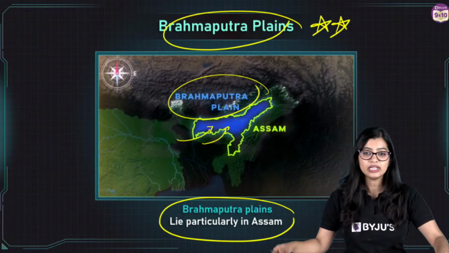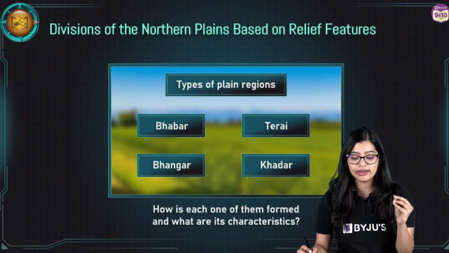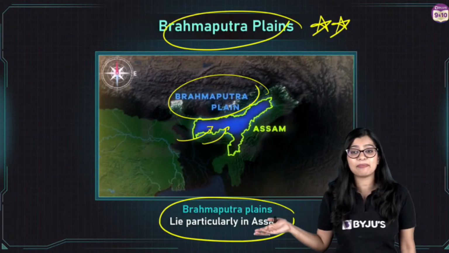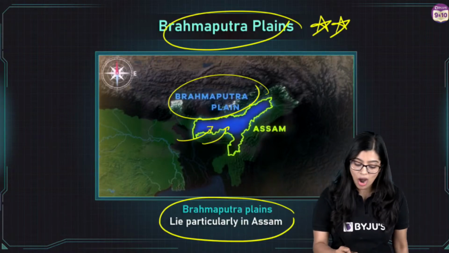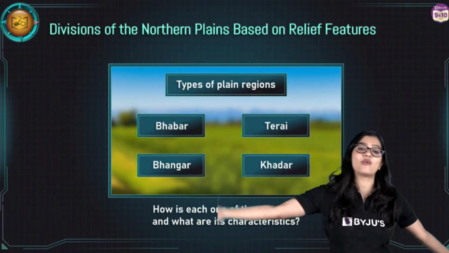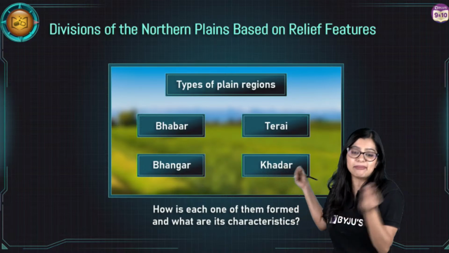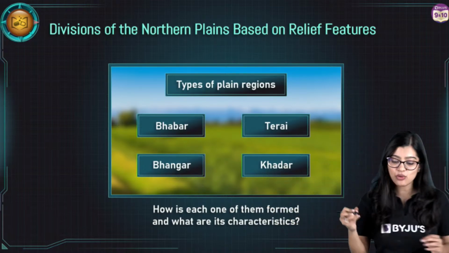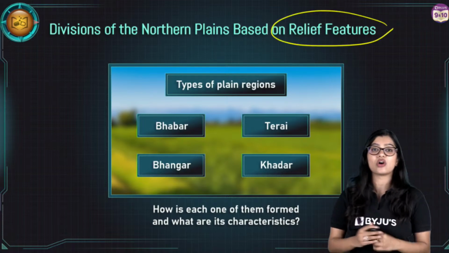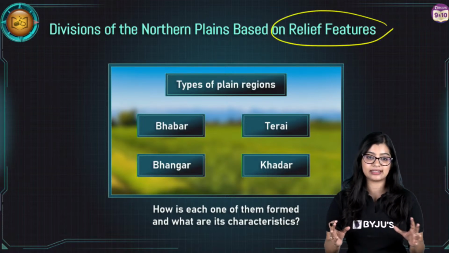Okay? Moving on, this is one way of dividing your plains. This is the easy division. The complicated division comes now, which I know you will be like, ma'am, it's not working for me, I don't know what is what. Which is why I want to spend some time on the second part, where you are going to divide your northern plains based on relief features or some physical features that are there.